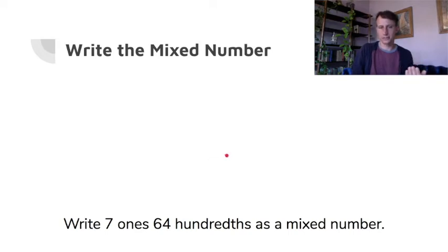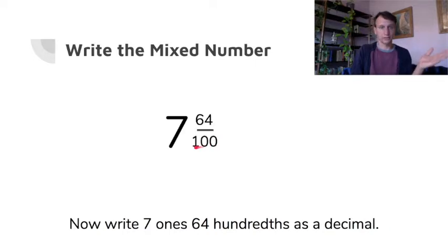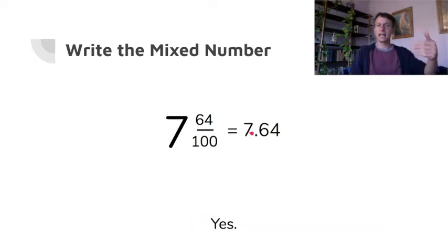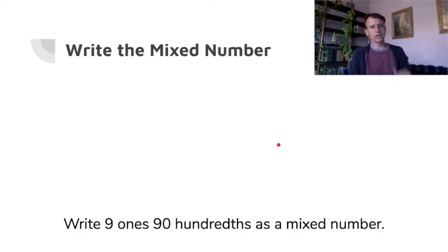Here's another one, 7 ones, 64 hundredths. First as a mixed number, 7 and 64 hundredths. Now as a decimal, I think you're getting the hang of this now. 7 and 64 hundredths is where we are. Great.